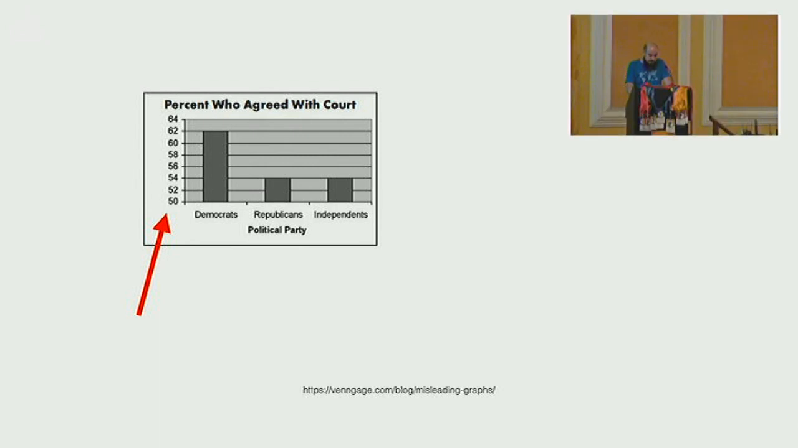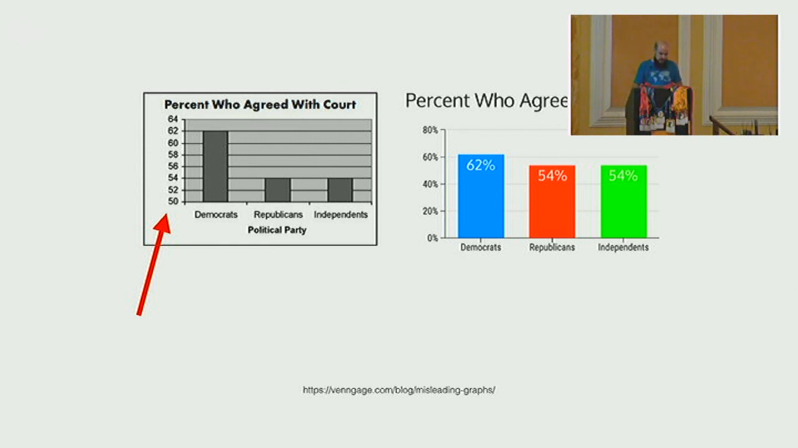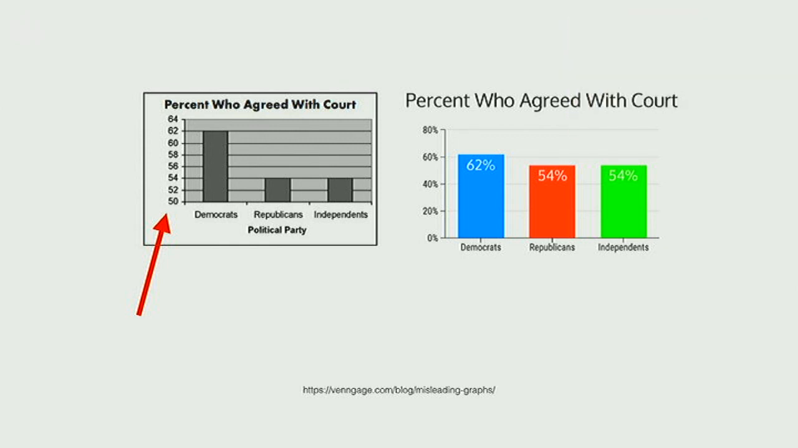So, for example, there was some kind of a court decision in the US, and some newspaper decided to report the agreement between different politicians divided per political alignment. And it looks like, in this case, the Democrats were much more in agreement with the court compared to the other parties. For some reason, though, the axis starts from 50 rather than starting from 0. So when you show the real picture, yes, the Democrats are agreeing with the court a bit more, but the story is a bit less loud, let's say.